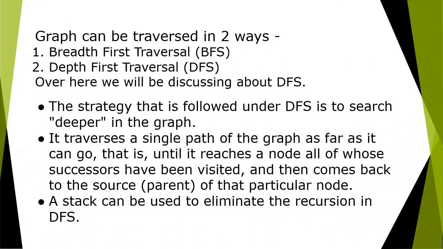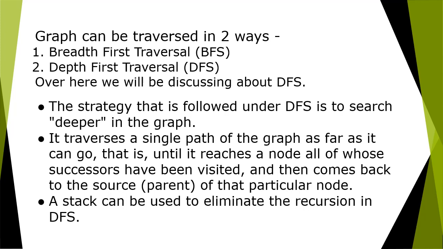Graphs can be traversed in two ways. The first one is the breadth first traversal, that is the BFS, and the second one is depth first traversal, that is the DFS. Over here, we will be discussing DFS. The strategy that is followed under DFS is to search deeper in the graph. It traverses a single path of the graph as far as it can go, that is, until it reaches a node all of whose successors have been visited, and then comes back to the source parent of that particular node.